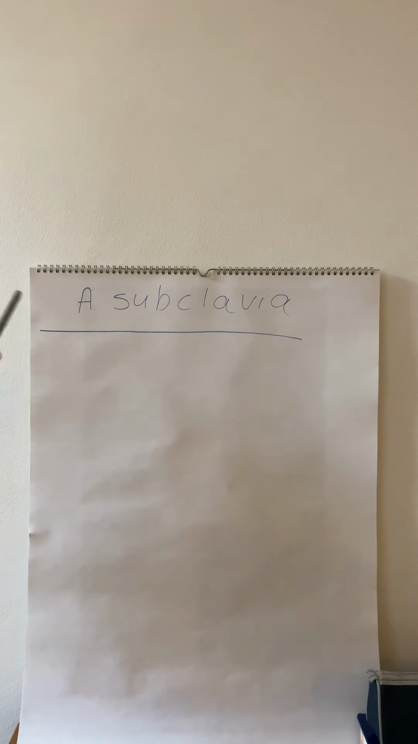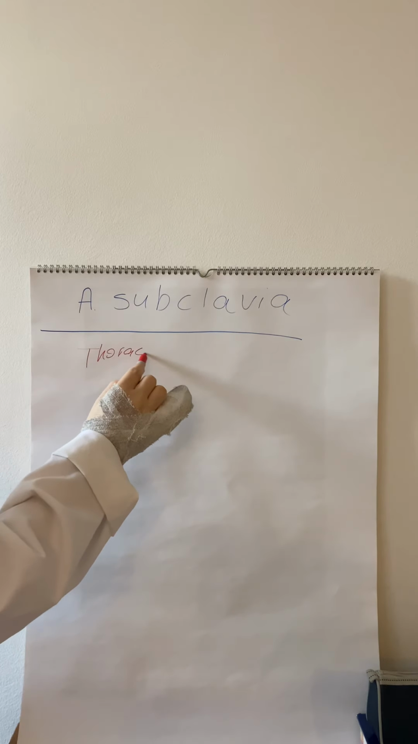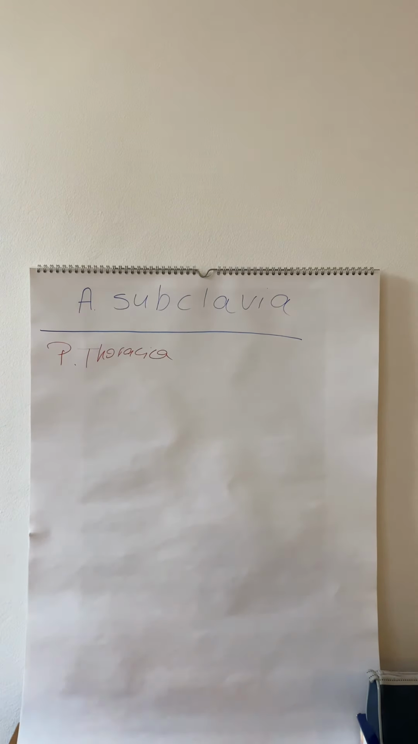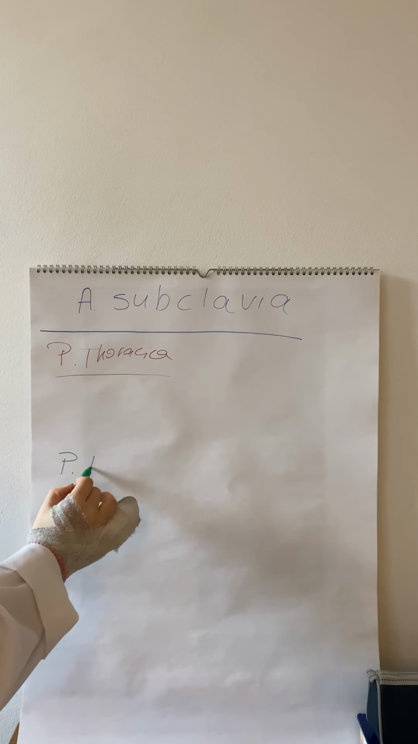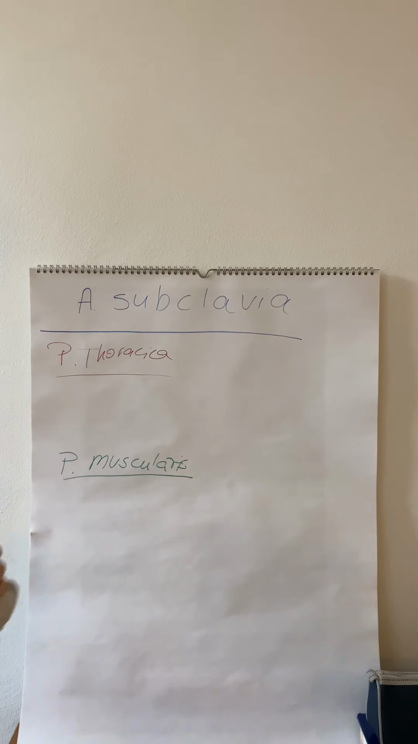First, let's talk about the parts of the Arteria subclavia. Maybe you remember already from a previous video, we had a few branches that I'm going to be talking about a bit more in detail. So, pars thoracica will be the first part of the Arteria subclavia. Then we will find the pars muscularis, and the pars cervicalis.